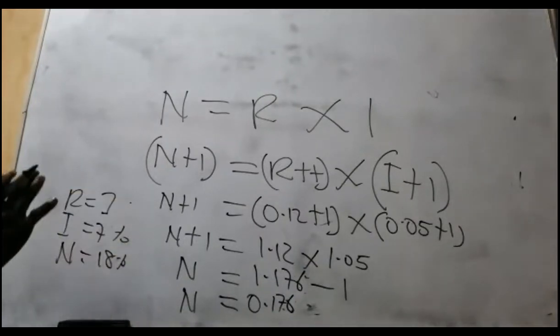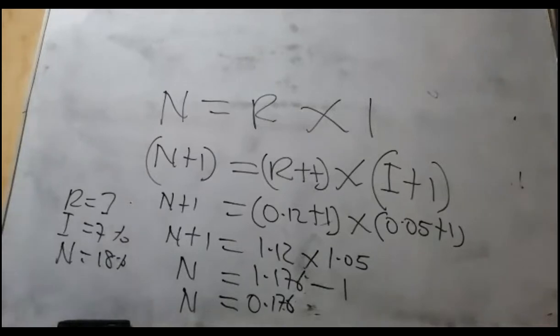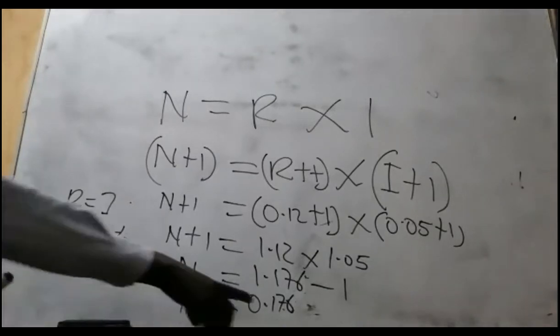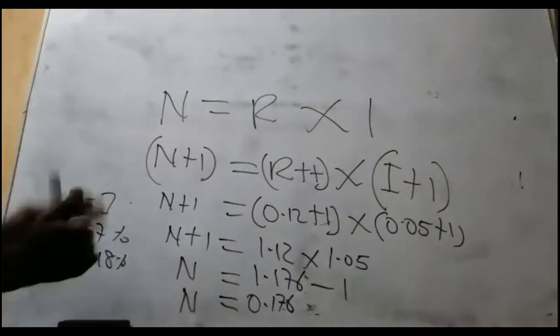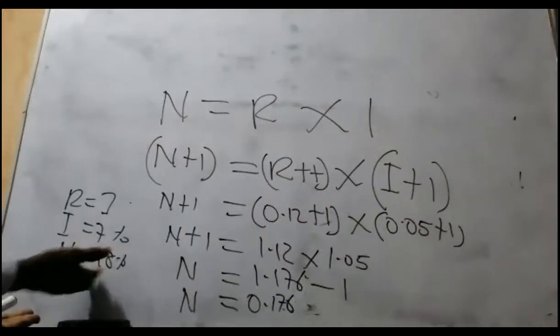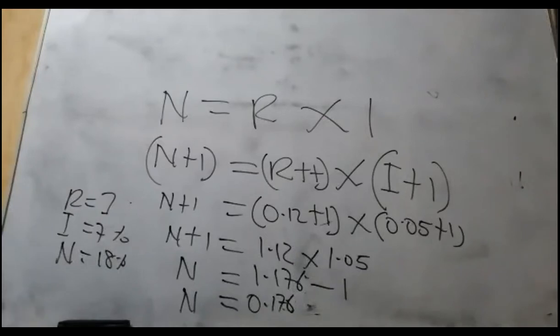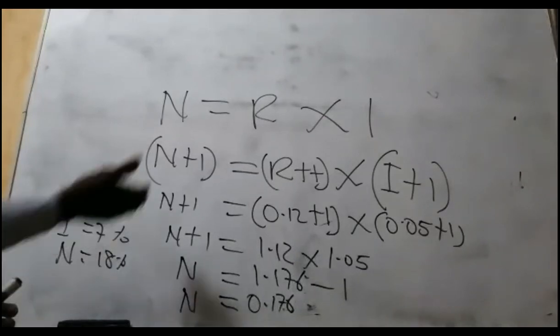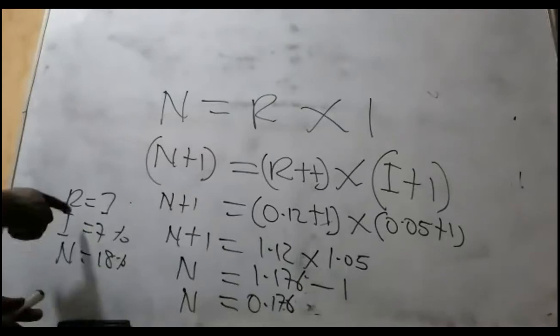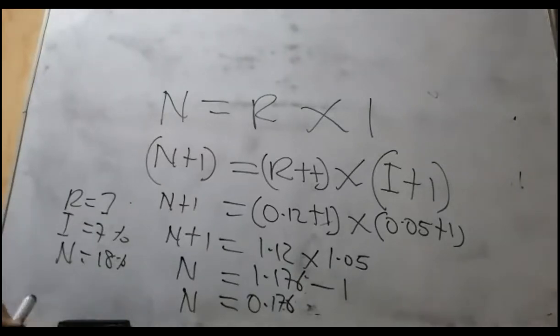So this is no. Follow the principle. Previously it was 17.6%, but I've changed it. Now the nominal rate is 18%. Inflation is 7. What is the real rate? Start work. How do you find it? Still go through the same process. Make the real rate the subject. You are done. If you like, you can do the substitution.